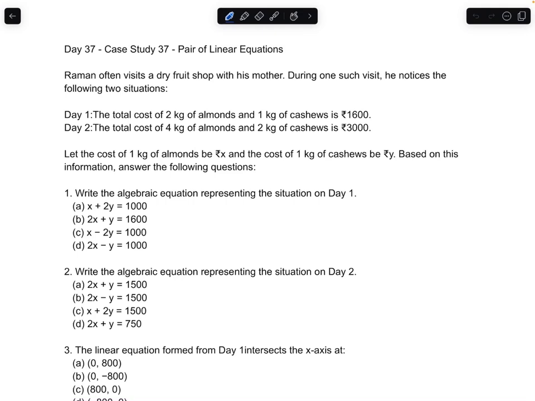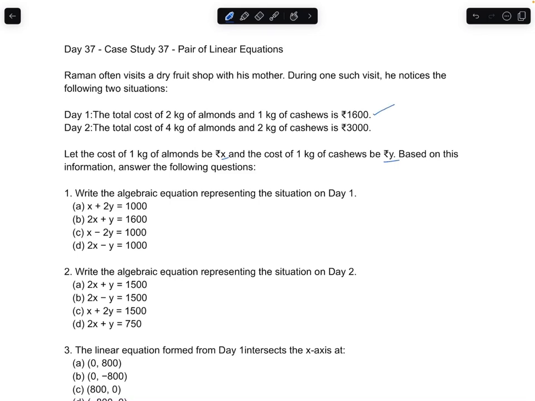Let the cost of 1 kg of almonds be taken as X and the cost of 1 kg of cashews be taken as Y. Based on the information, answer the following questions. Question 1. Write the algebraic equation representing the situation on day 1.